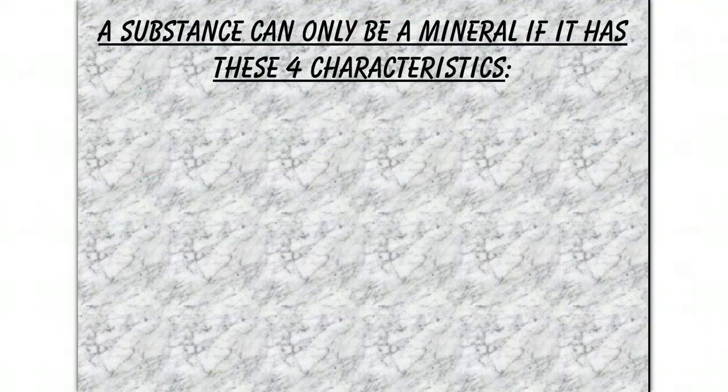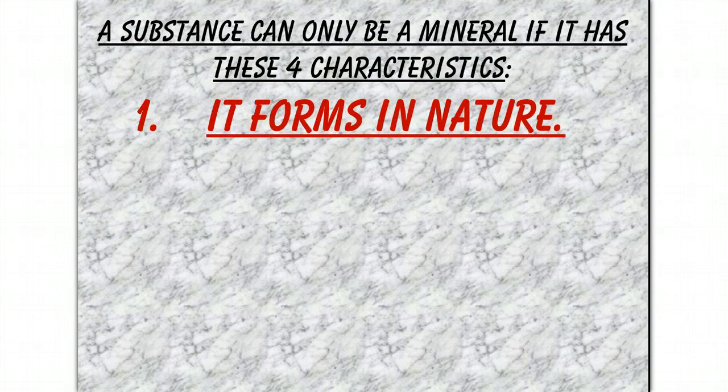But in order for a substance to be a mineral, it has to have all 4 of these characteristics. The first one is that it forms in nature. It cannot be made by man. So this is not something that we can make in a factory.